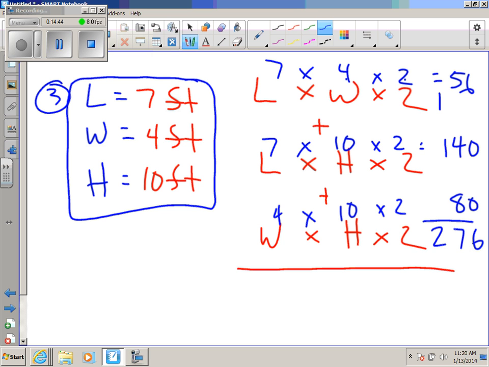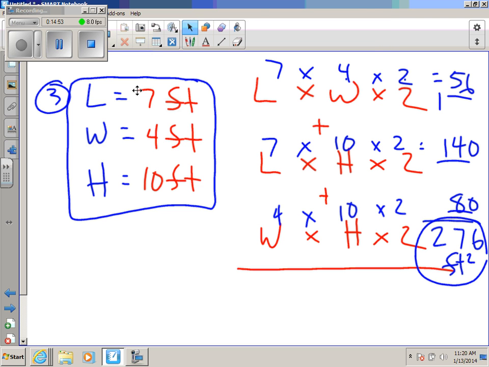276 what? Check your measurements. 56, 140, and 80. Make sure you got them all right. Make sure you added them correctly. Usually you can find, once you hear that, oh, usually means we found it. Okay, let's do number 4. We're on a roll.